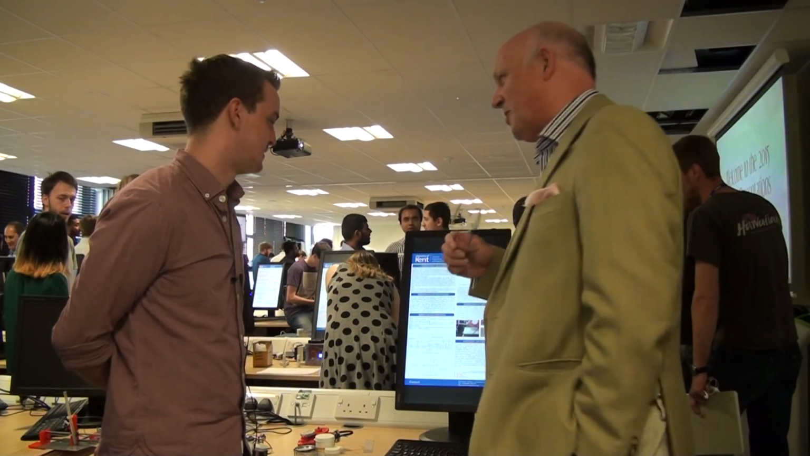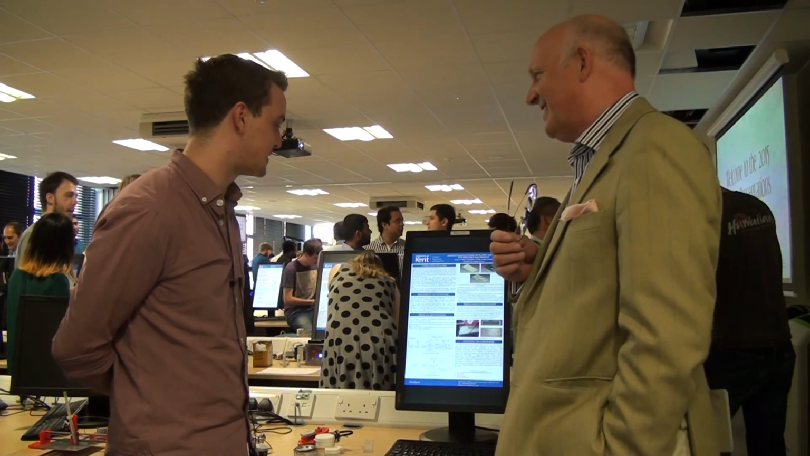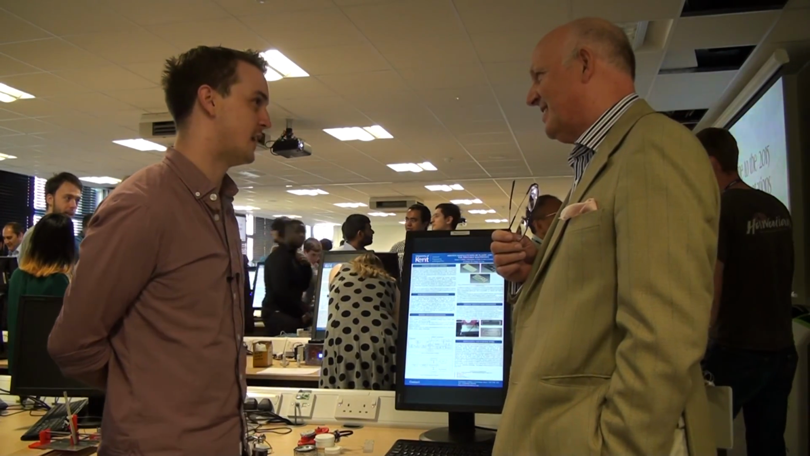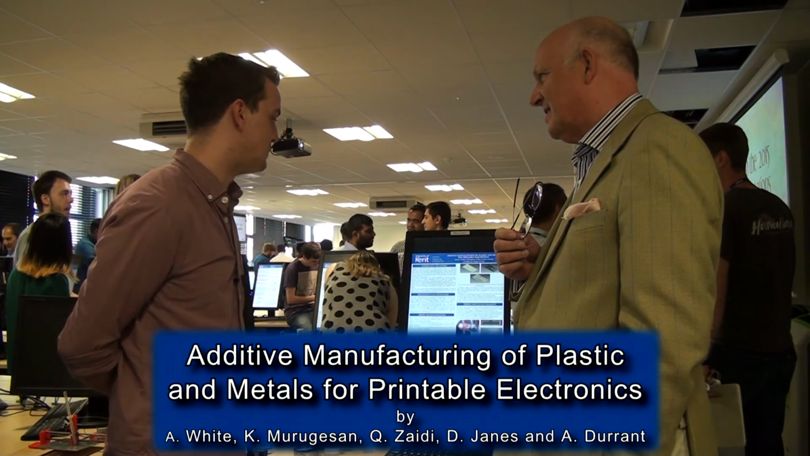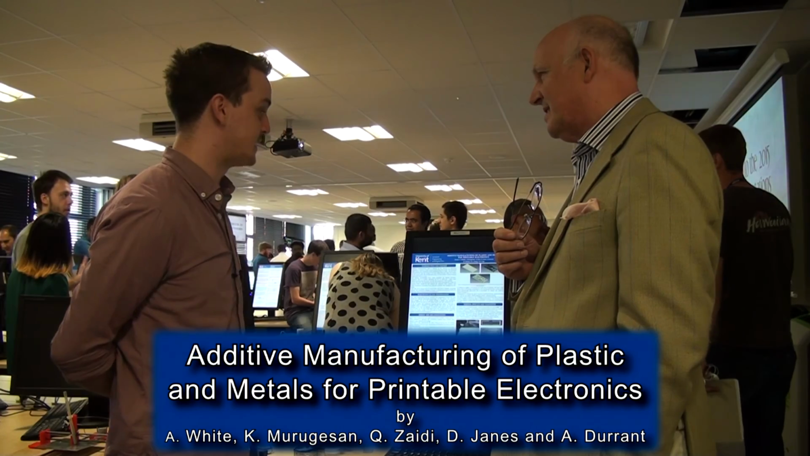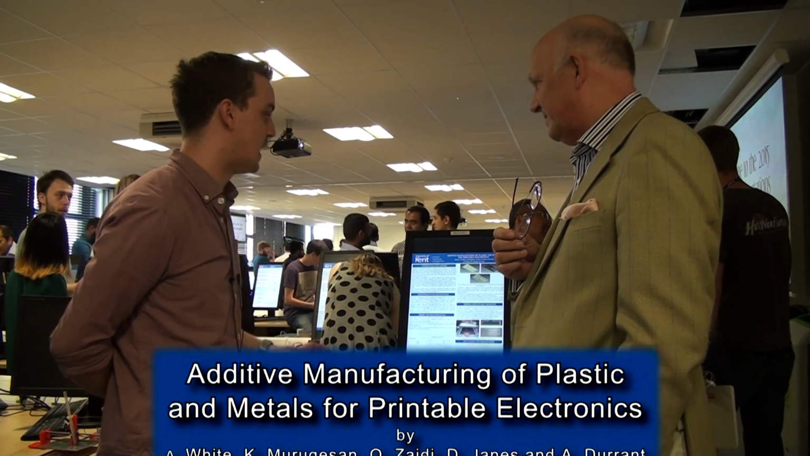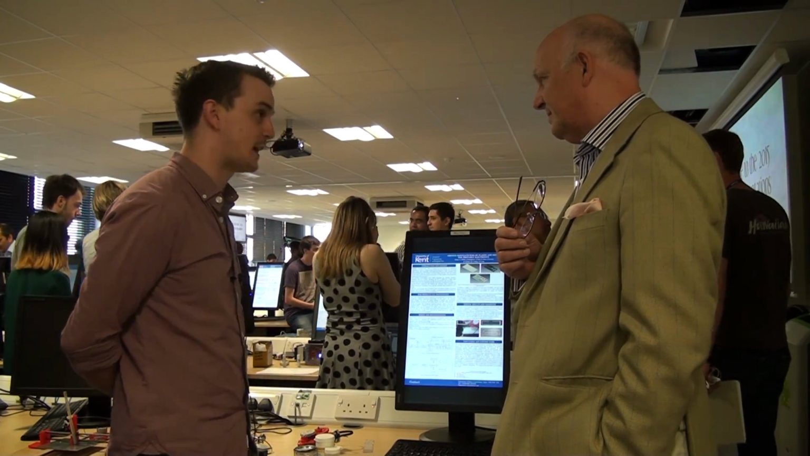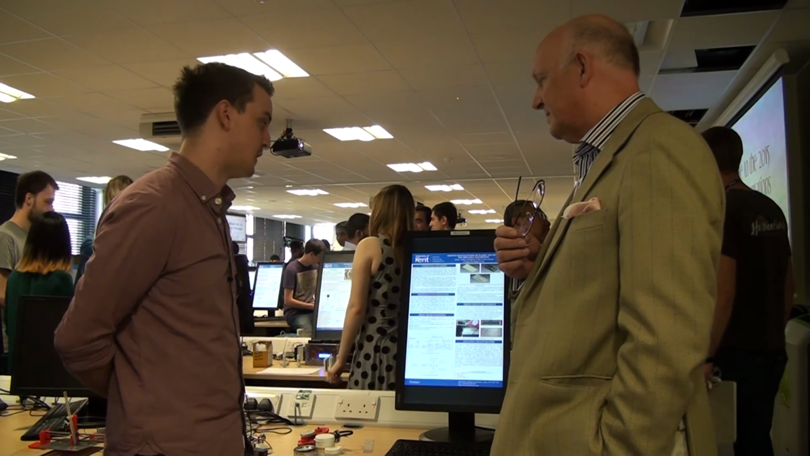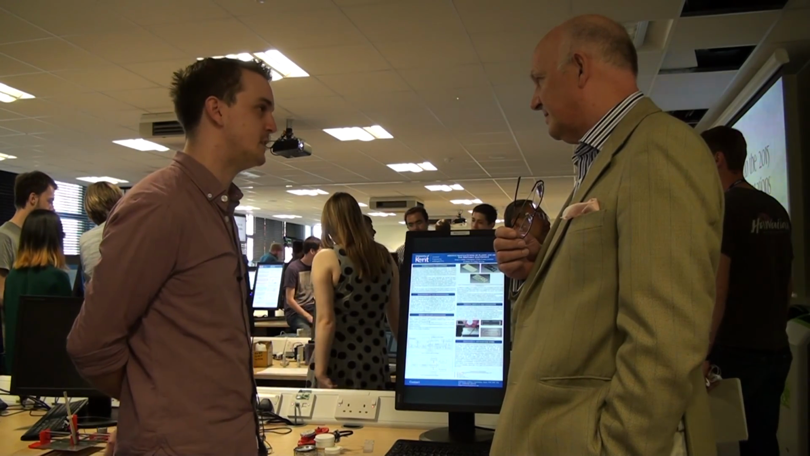Tell me what this project's all about. Okay, so the aim of this project is to produce a PCB circuit design using a 3D printer. We've got a 3D printing device that prints out the plastic for the base of the PCB, which we then switch over to a second extruder head, which will then print out the tracks of the PCB. And so forming a fully functioning PCB device.